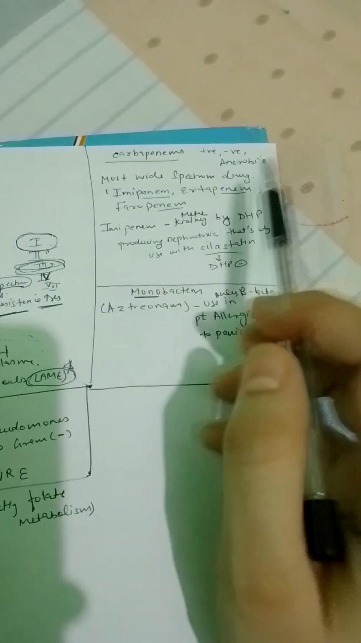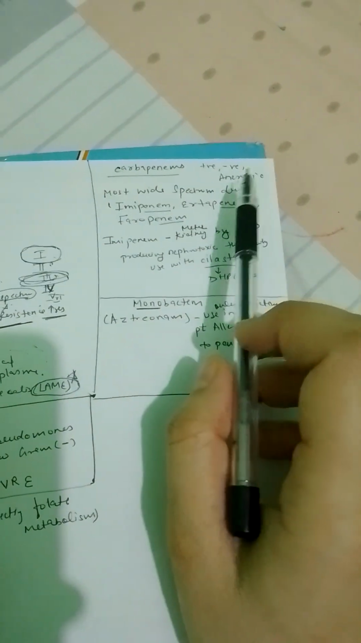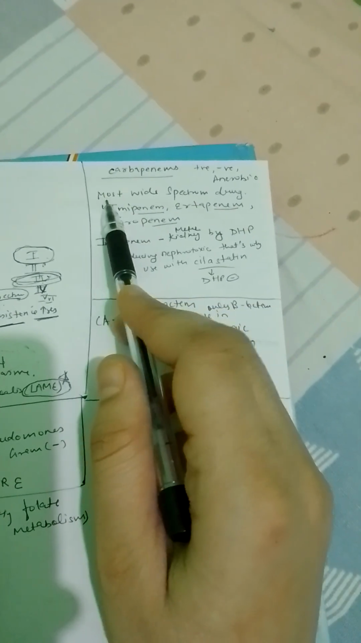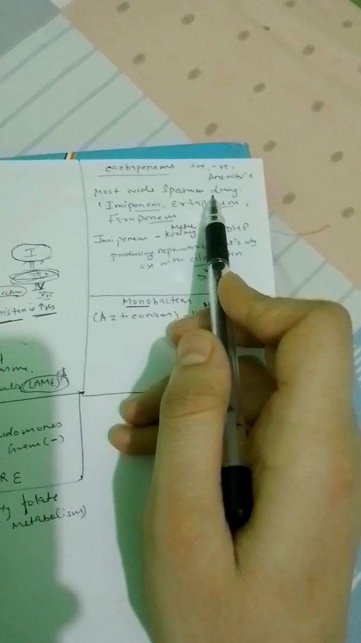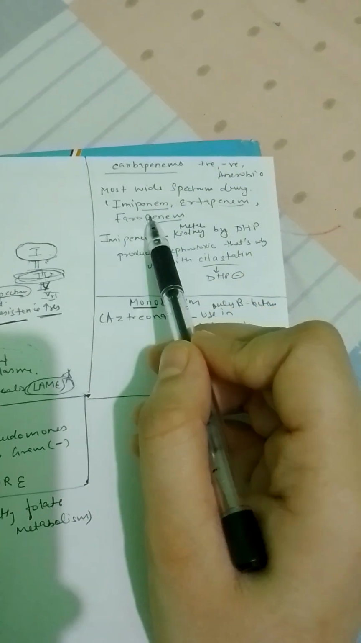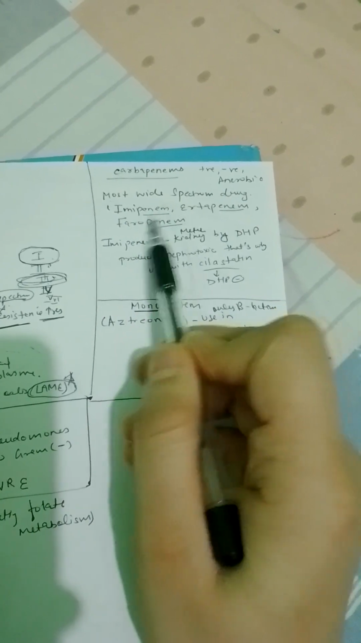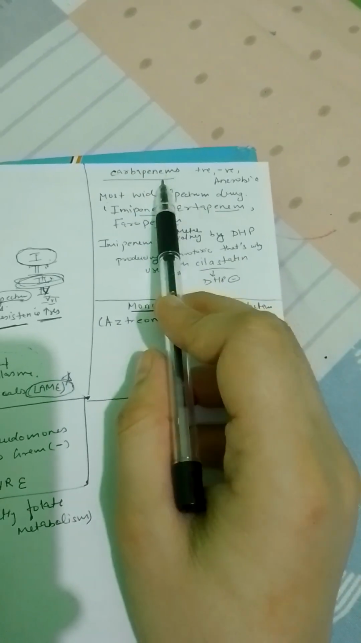Then another one is the carbapenem. Carbapenems are also used in gram positive and gram negative bacteria, and also they can be used in anaerobes. Carbapenems are the most wide spectrum drugs. Examples of carbapenems are imipenem, ertapenem and faropenem. These "penem" names are coming in the carbapenems.